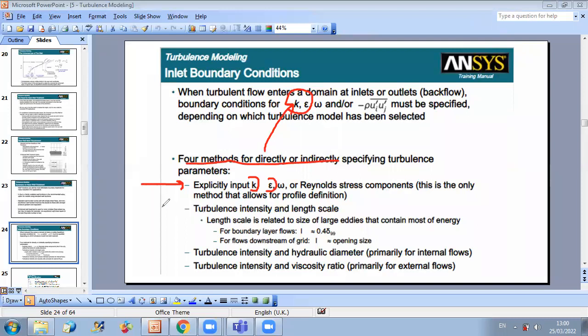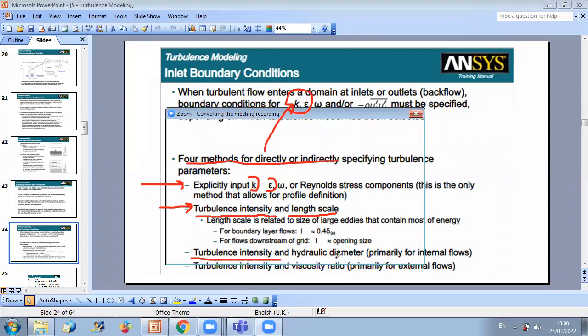Plus, if you remember, for example, when we did the example on the ventilated rooms, they asked us to introduce the turbulent intensity, and we had the option to either introduce turbulent intensity plus length scale, or to introduce turbulent intensity plus hydraulic diameter. Okay, so this is another option. This is the one we used together in our application of ventilation.